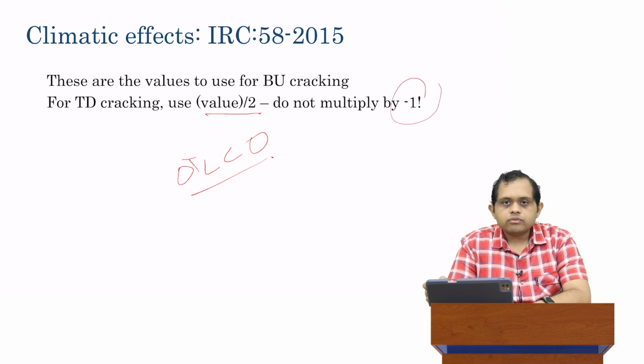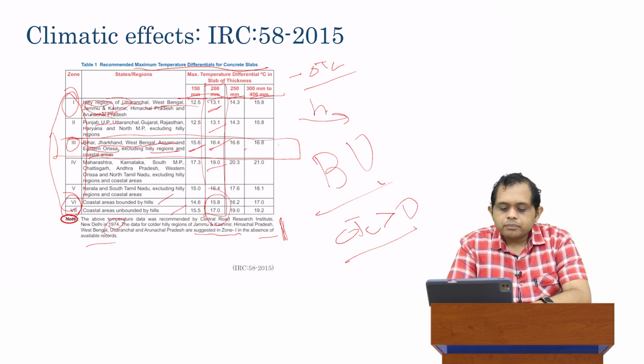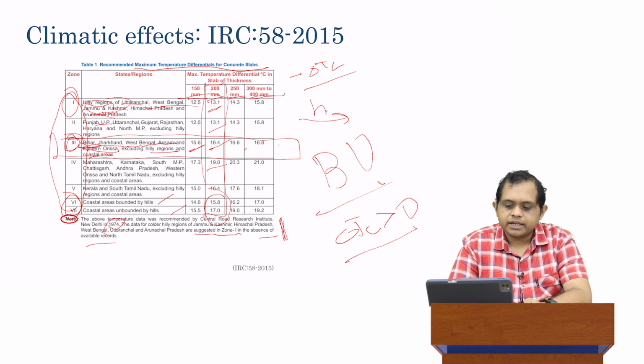We'll go back to this in our next lecture when we look at critical stress analysis in IRC 58. This thing will come back. Do not multiply by -1. For example, let's open this. Let's say we're looking at Bihar, zone 3. This is actually an example I'm going to use soon, so that's why I'm taking this example.